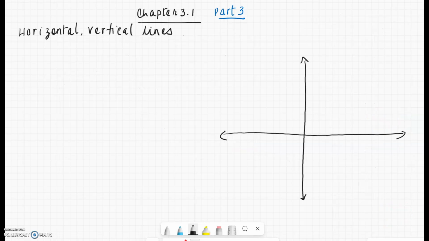Now we've looked at equations of straight lines. We've seen examples. Let's say y equals negative 1/3 x plus 1. We've seen examples like 2x plus 3y equals 4, and x minus 2y minus 1 equals 0. All these are equations of straight lines.